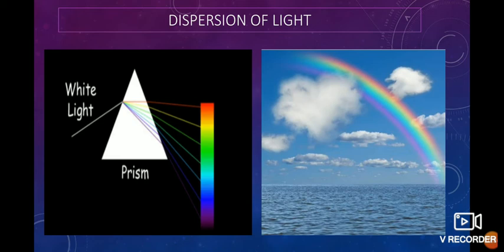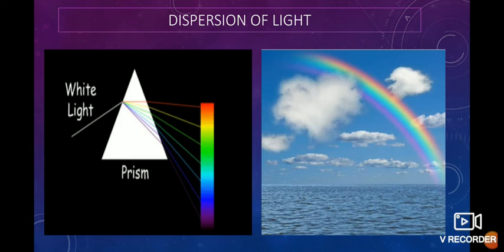You have also seen the dispersion of light in nature. Yes, the second picture shows you a rainbow. A rainbow you can see in the sky just after you had a heavy rain followed by bright sunlight, isn't it? So, how do we get it?